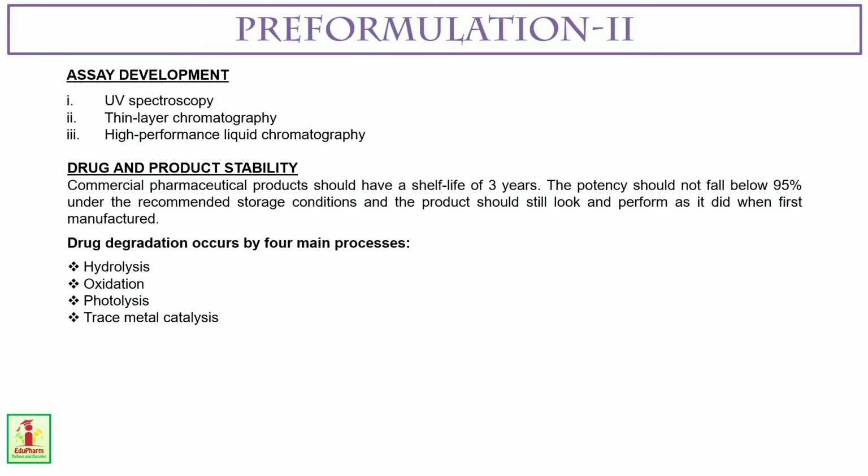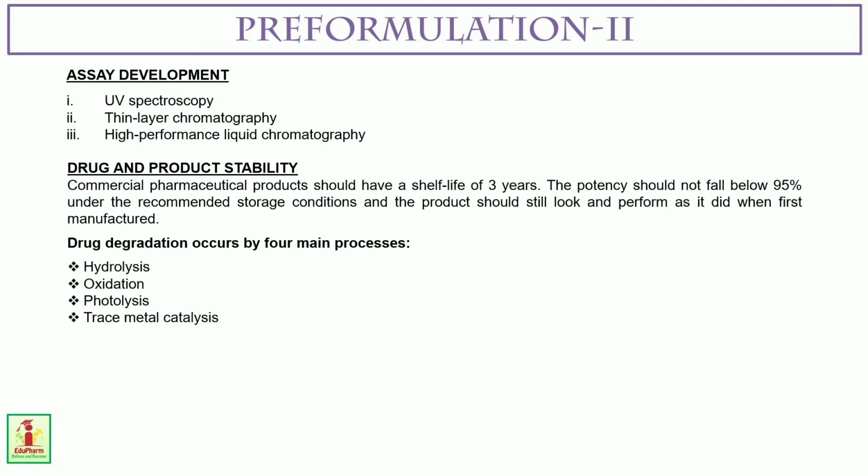Now, drug and product stability. Commercial pharmaceutical products should have a shelf life of 3 years. The potency should not fall below 95% under the recommended storage conditions, and the product should still look and perform as it did when first manufactured. Now, drug degradation occurs by 4 main processes, namely hydrolysis, oxidation, photolysis, and trace metal catalysis.